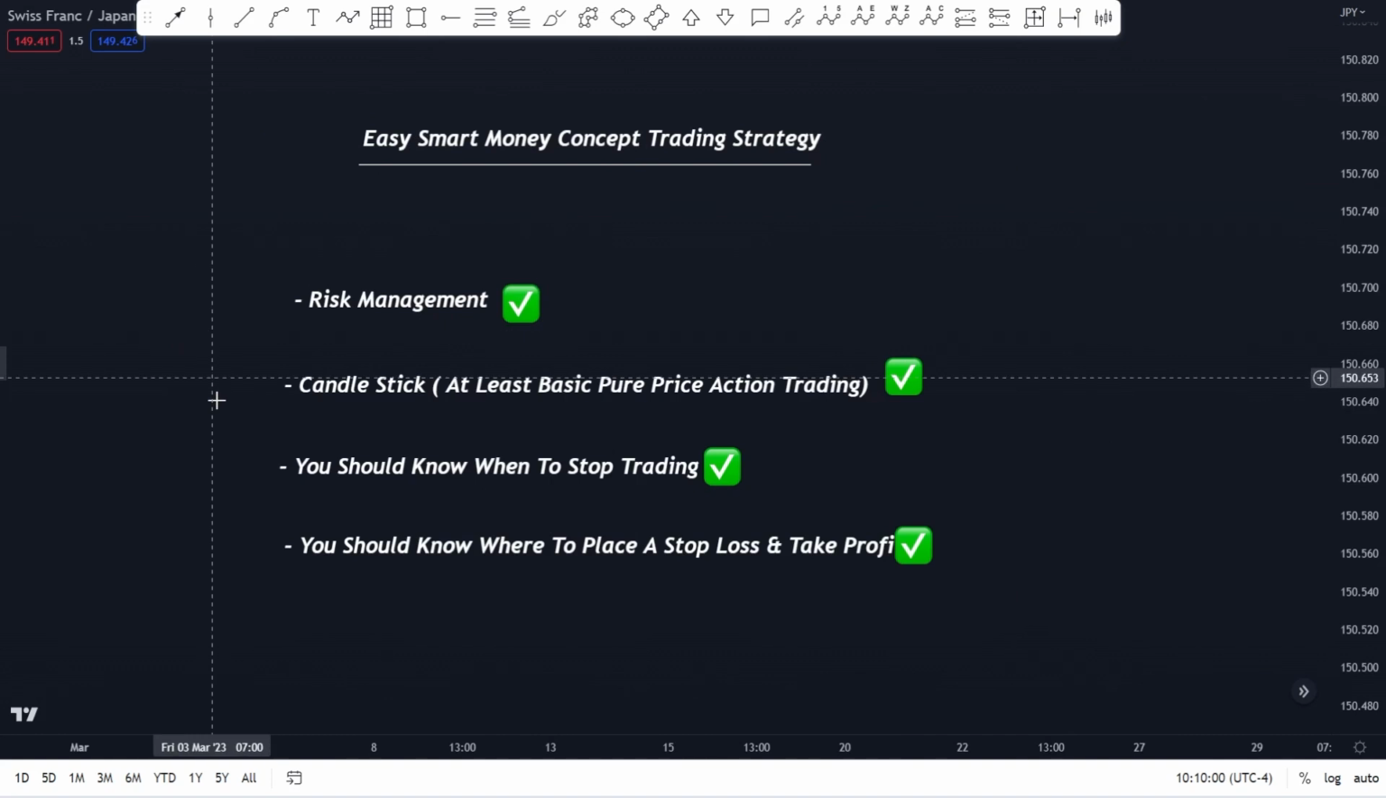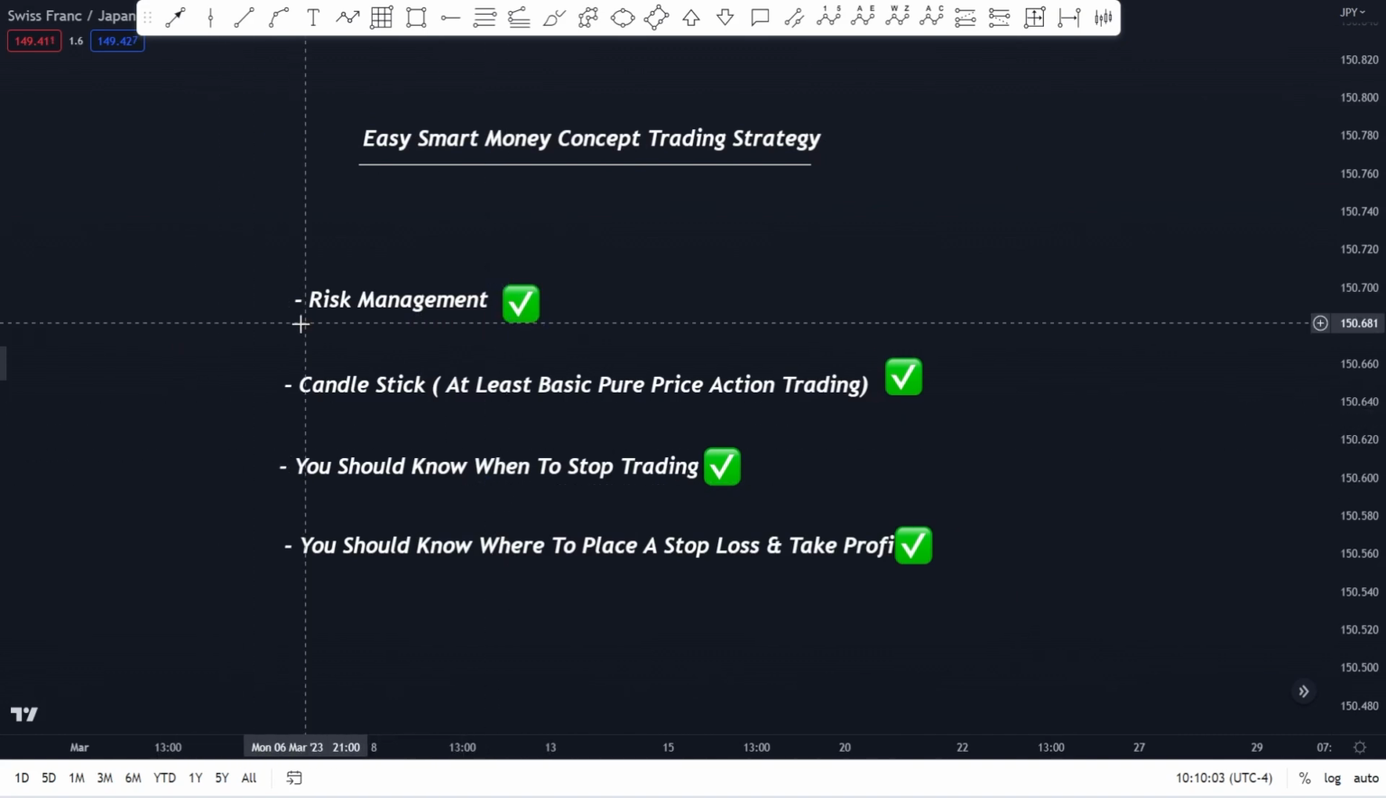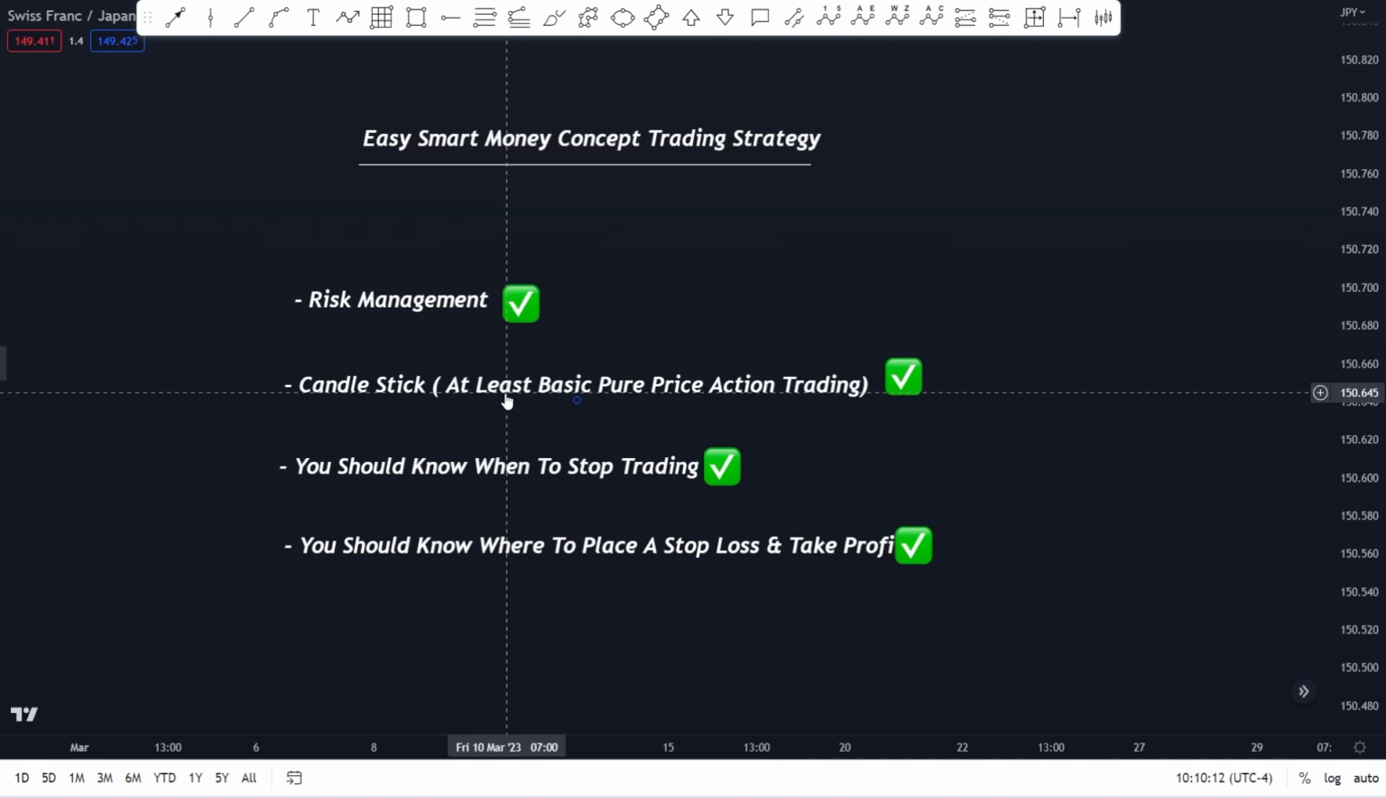Before we begin with this video, I want to show you the concepts that you need to understand. Firstly, you have to understand risk management so that you cannot blow your account every day like you used to do. Another thing, you need to understand candlesticks, at least basic pure price action trading. If you don't know how to do that, there are a lot of videos online that you can check out. They are very easy to understand. You just need to understand the open and the close of a candlestick and the high and the low, and how a bearish and a bullish candlestick is formed. But I'll also show you that throughout this video.